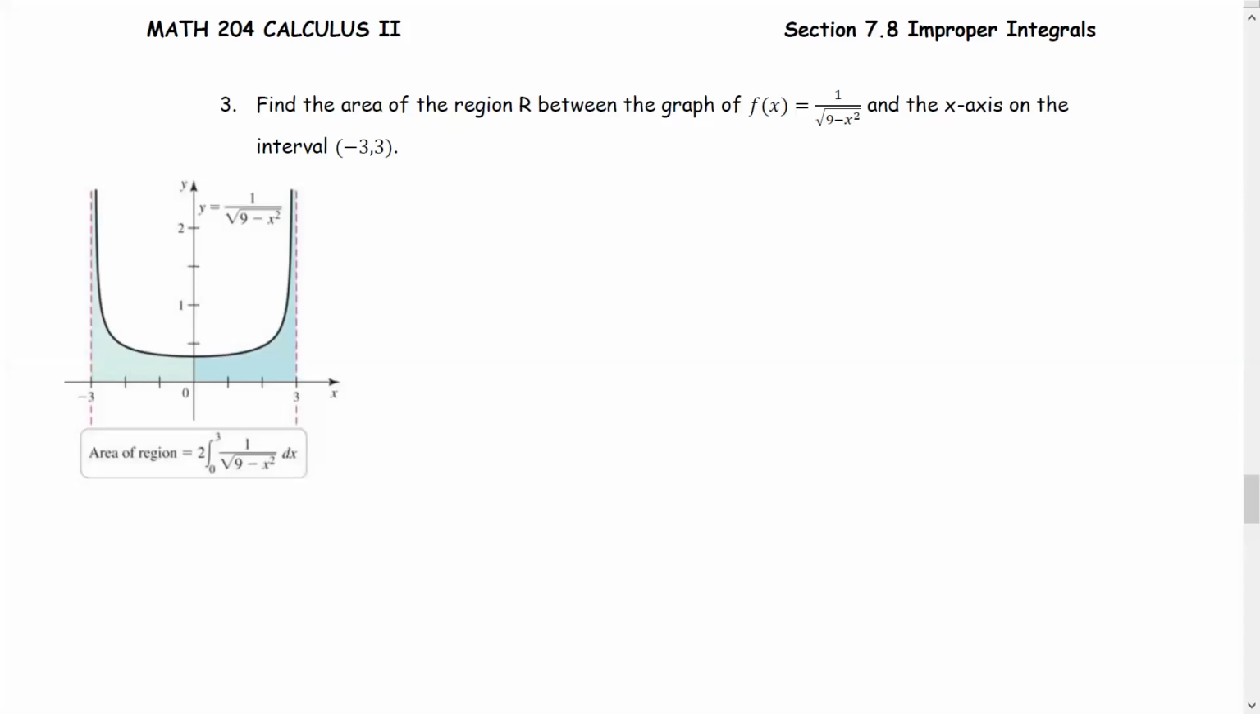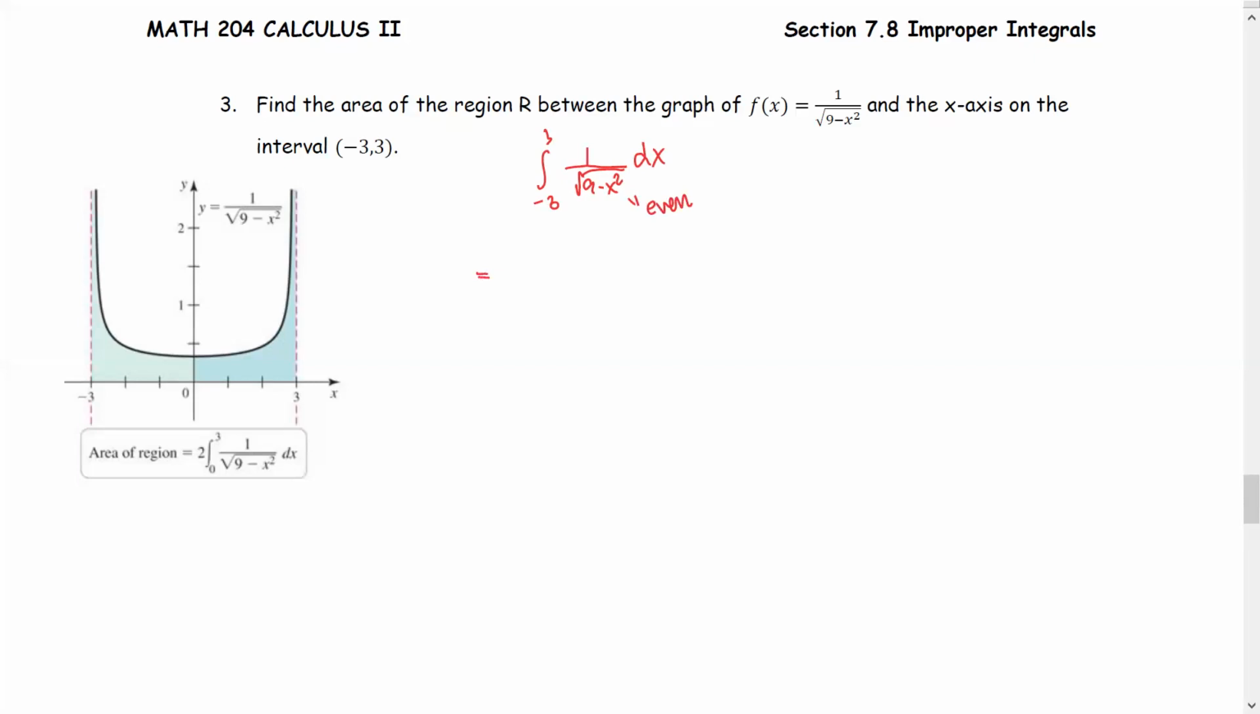Example 3. Find the area of the region R between the graph of f of x equals 1 over square root of 9 minus x squared and the x-axis on the interval -3 to 3. It can be represented by the definite integral from -3 to 3 of the function 1 over square root of 9 minus x squared with respect to x. And this function is an even function.